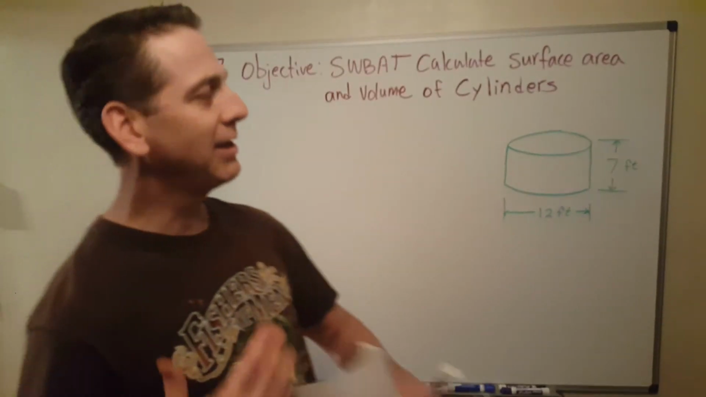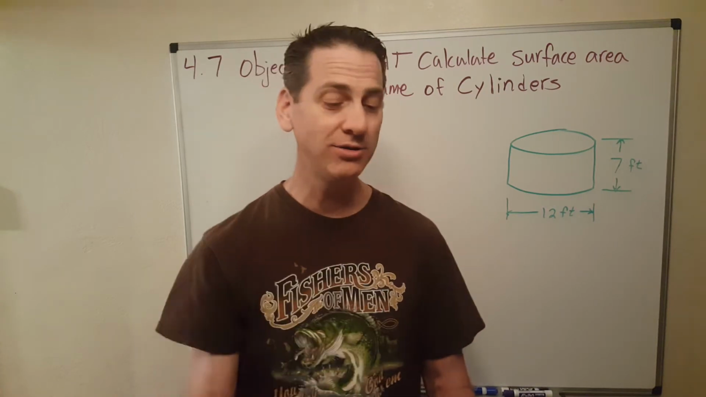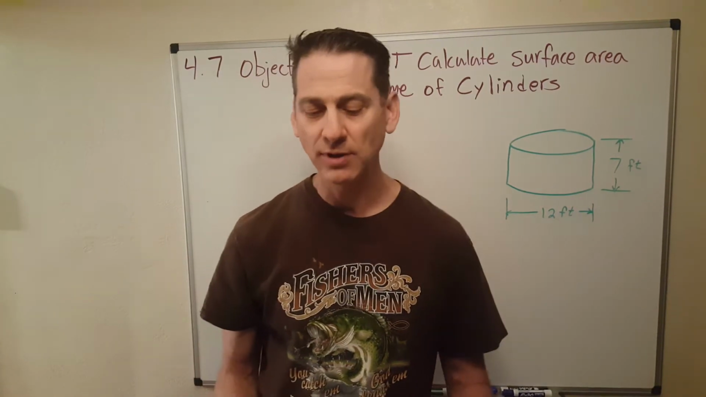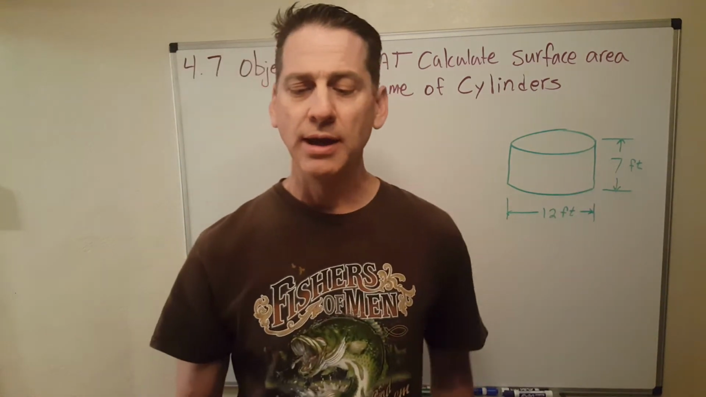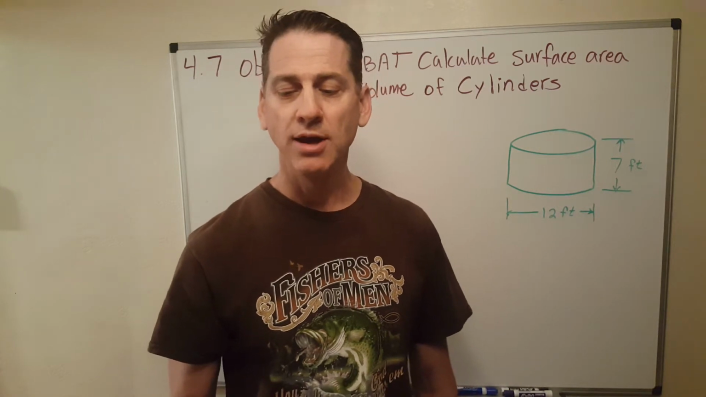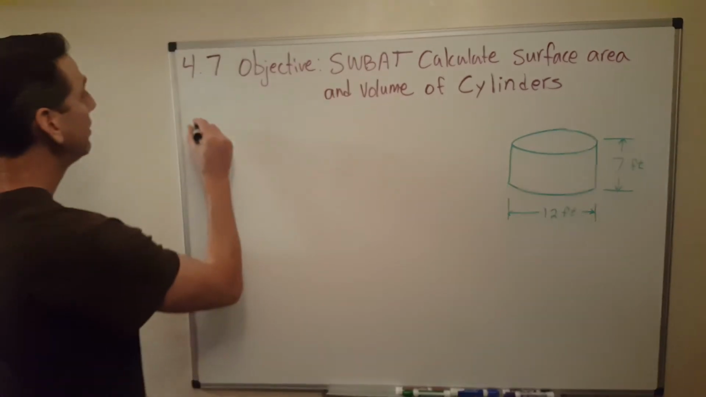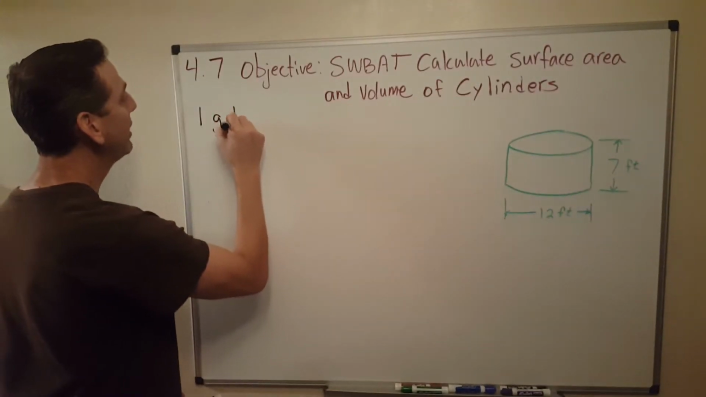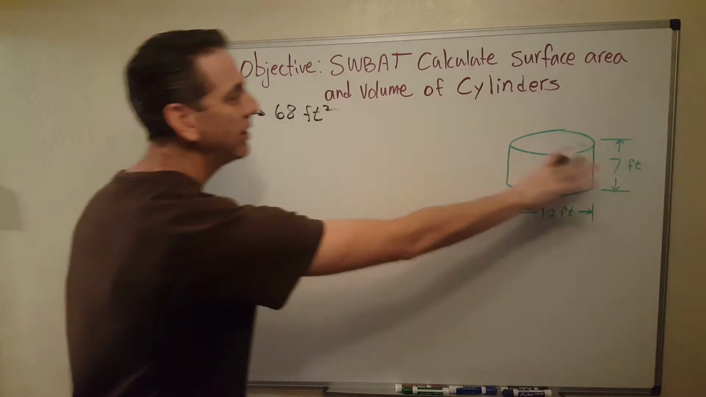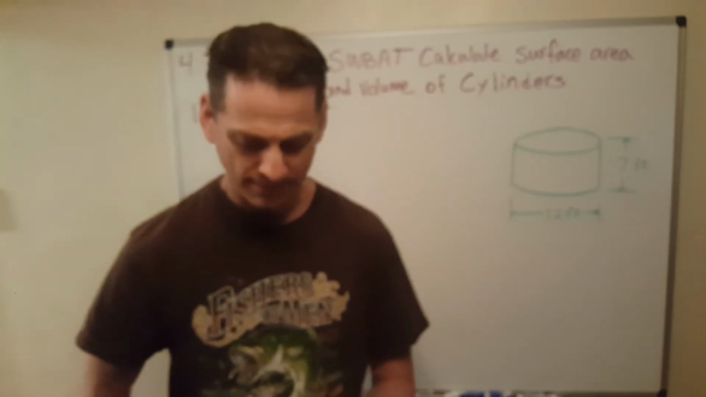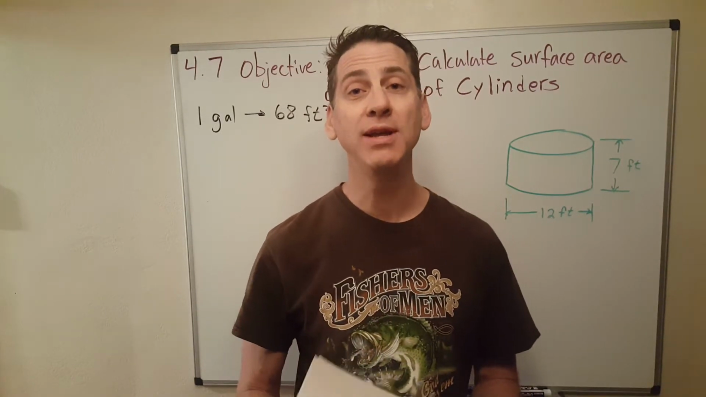So I'm going to give you a word problem here, a scenario. And again, this is in the notes in the description that you can have access to. It says: the metal container, pictured here, needs to be painted. If 1 gallon of paint covers 68 square feet of metal, how many gallons of paint will be needed?